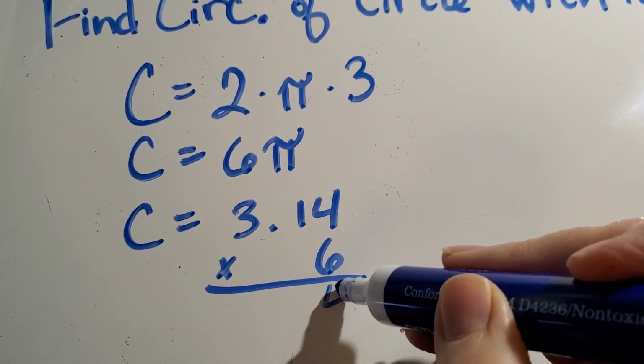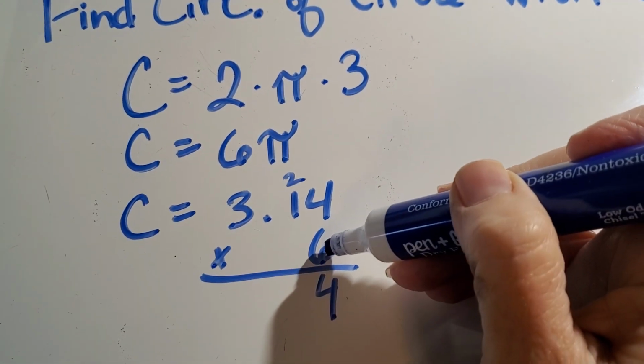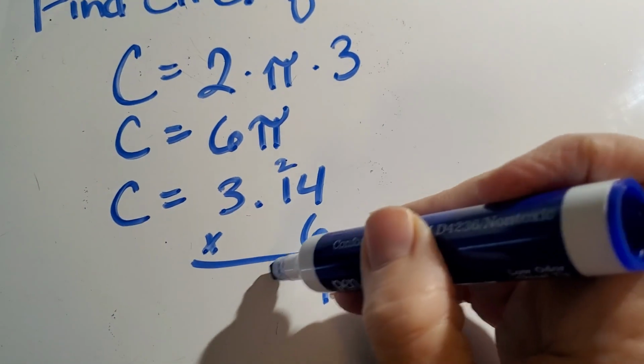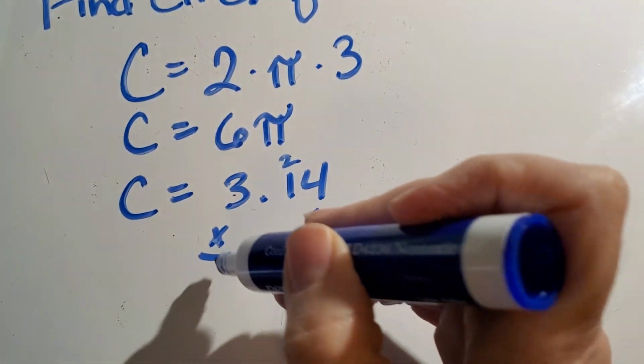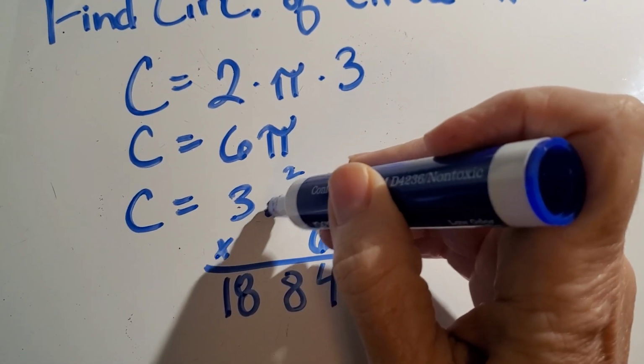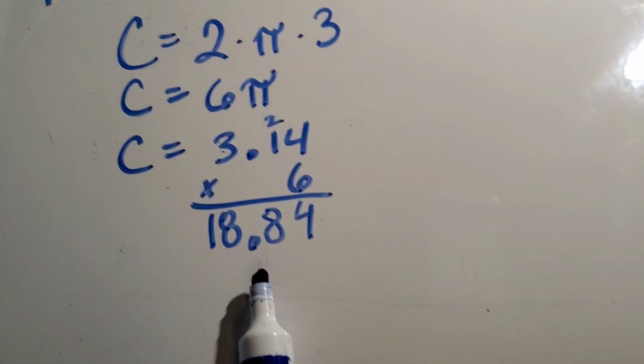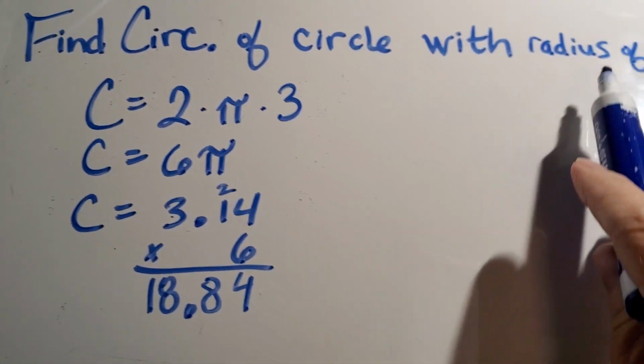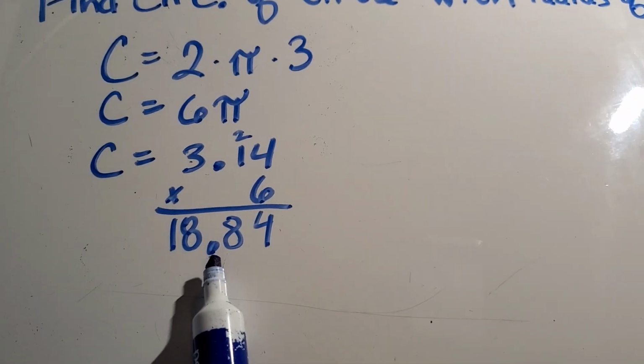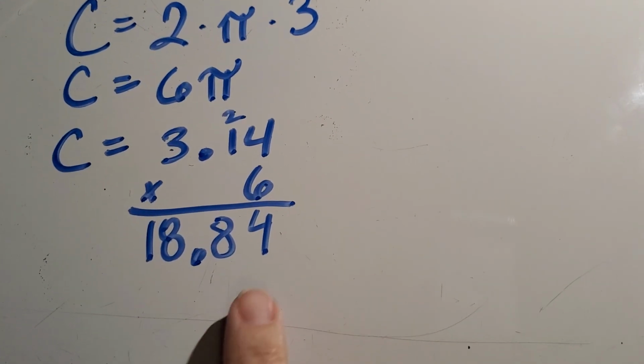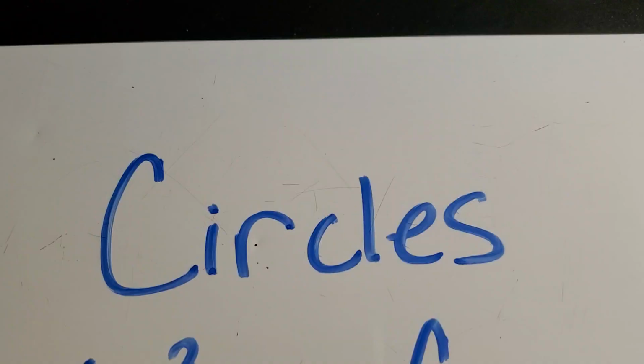6 times 4 is 24. 6 times 1 is 6, 7, 8. And 6 times 3 is 18. And put your decimal point. So we know the circumference of a circle with a radius of 3 is 18 and 84 hundredths.